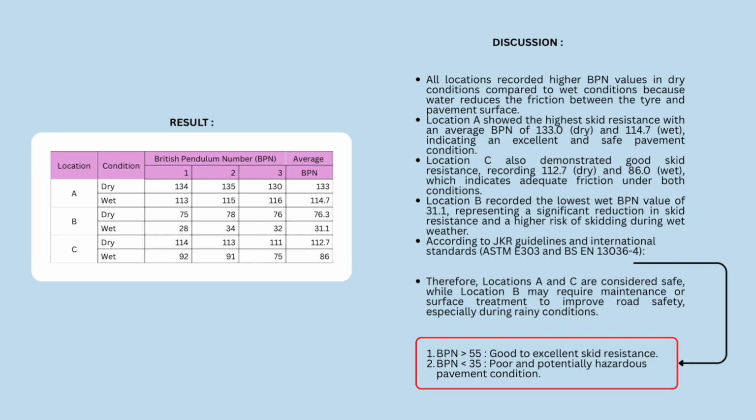According to JKR guidelines and international standards ASTM E303 and BS EN 13036-4, a BPN higher than 55 is good to excellent skid resistance, and a BPN lower than 35 is a poor and potentially hazardous pavement condition. Therefore, locations A and C are considered safe, while location B may require maintenance or surface treatment to improve road safety, especially during rainy conditions.